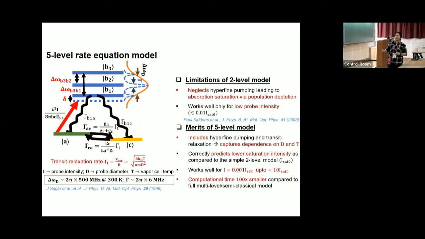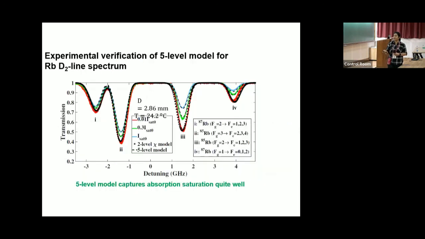You only consider the transitions that are possible from this ground state to the hyperfine levels. Whenever the probe intensity is really high, it causes hyperfine pumping, and just using the 2-level model will not satisfy it, so it has to be incorporated. Of course, all those things are incorporated in your total density matrix equations, which is a semi-classical model, but that takes a very long time because there are several things. Just by using these 5 levels, which are sufficient, we showed this at least for probe intensities around 10 times higher.